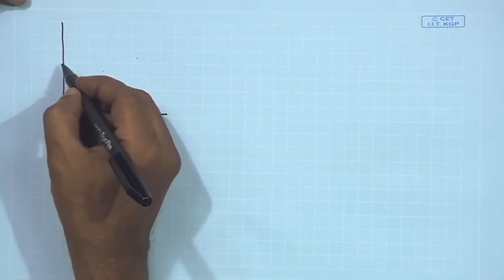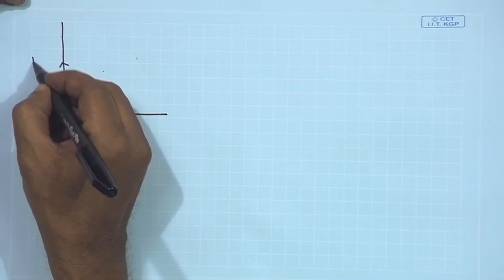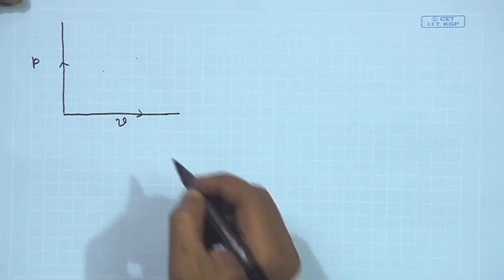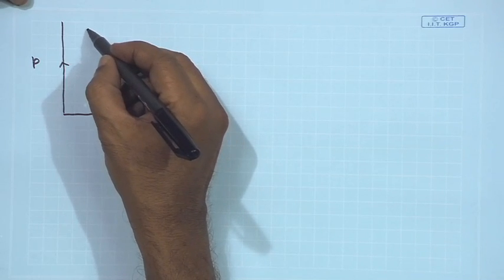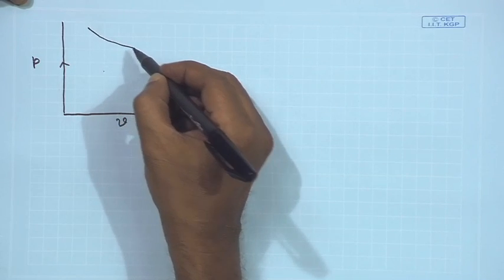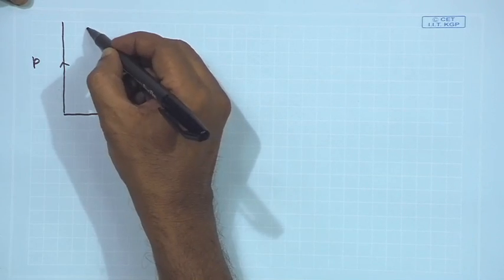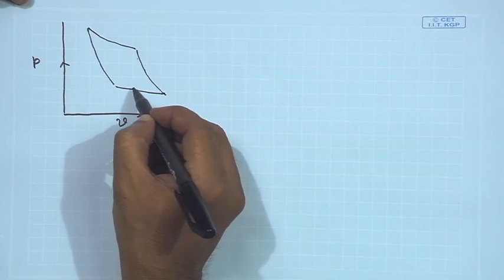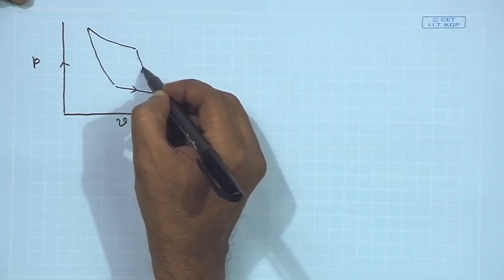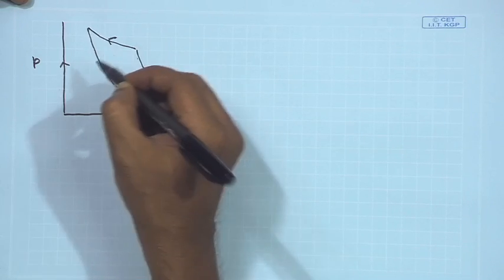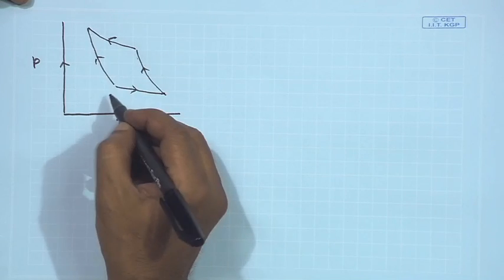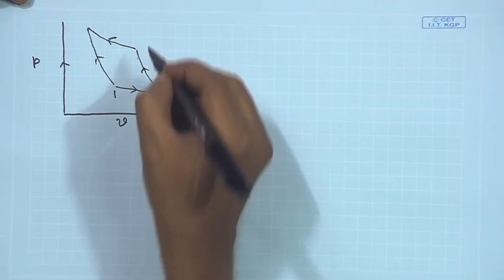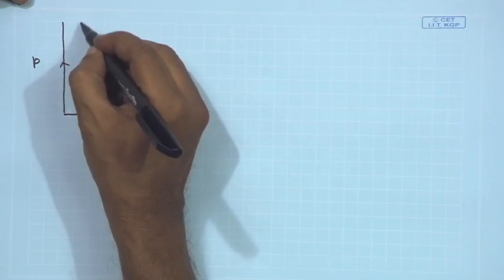Similarly, one can think of a reversible heat pump cycle. So, a reversible heat pump cycle will look like this. Let us say I start 1 from here, 1 to 2, 3 and 4.